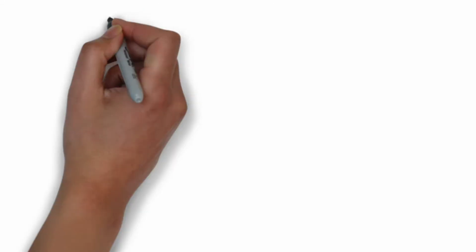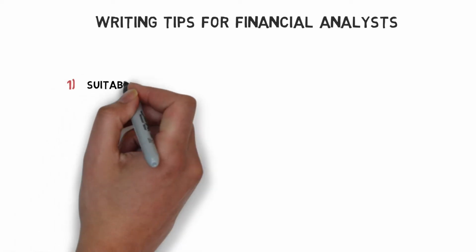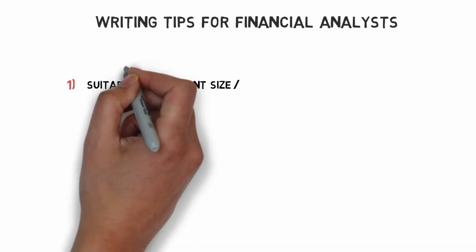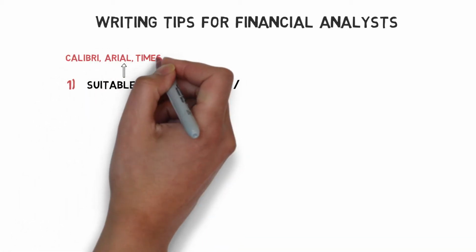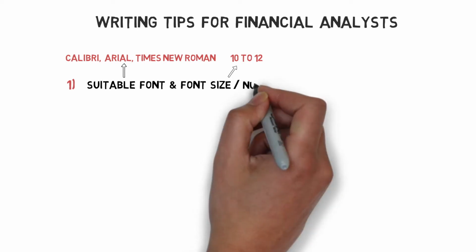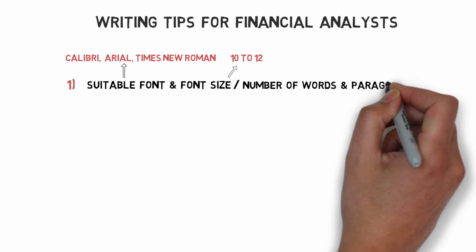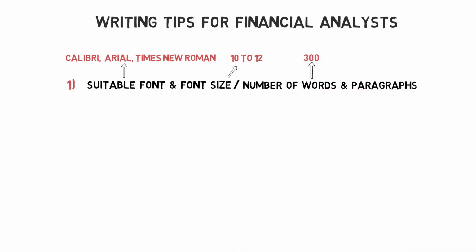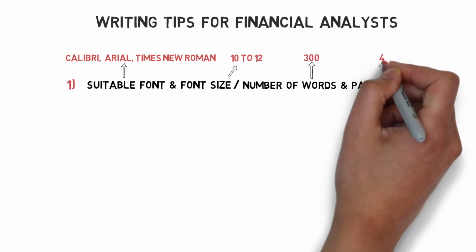Now before I start writing the example letter, let me first give you an overview of the most important writing tips for financial analysts. First off, use a formal font and font size for easy reading. Calibri, Arial or Times New Roman with a 10 to 12 point font size will do. Verdana and Courier New are also fine, as long as you don't use novelty or handwriting style fonts. Furthermore, stick to a one-page document with around 300 words and divide your letter into 4 paragraphs.